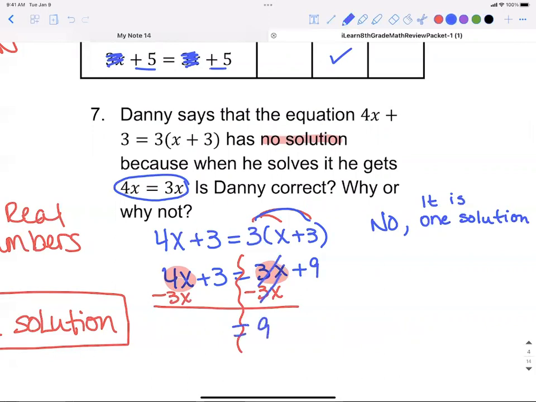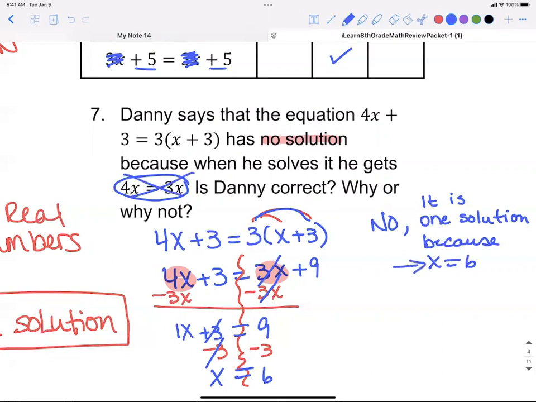Got a 9 left over on the right. Over here, I have 4x minus 3x, which is 1x, or you can just write x plus 3. And now I got my variables to the left, so I want to get my numbers to the right. So I'm going to subtract 3 and subtract 3. And 3 minus 3 is 0, leaving me x. 9 minus 3 is 6. So no, Danny is not correct. It's one solution, not no solution, because x equals 6. So he gave you this false claim, you give him the real claim. Okay?